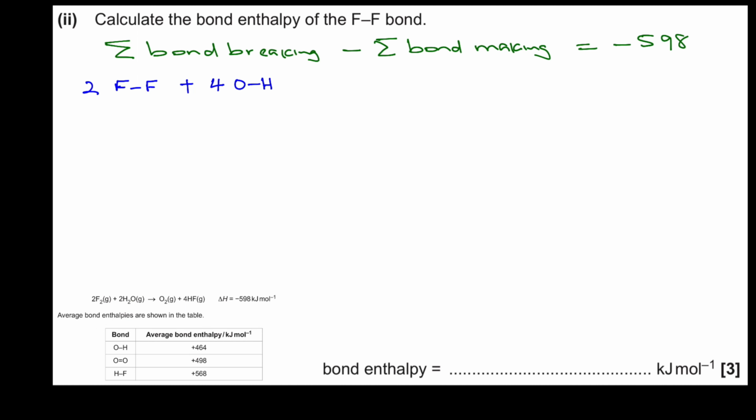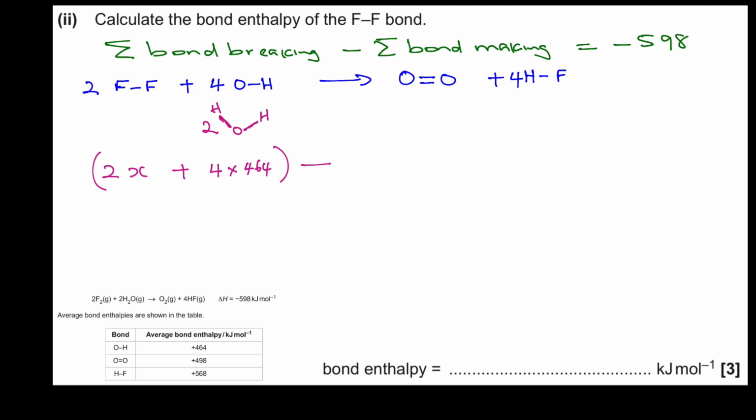I could also draw the structure to make it clearer. OH there and H. But we need 2 of those. And for fluorine, you can see that's 2F. I'm going to make the oxygen double bond plus hydrogen fluoride, HF, that's 4 of those. We're trying to find the bond enthalpy for fluorine bonds. Let's call that 2x, because we don't know what the F bond is, plus the water is 4 times the OH bond, 4 times 464.